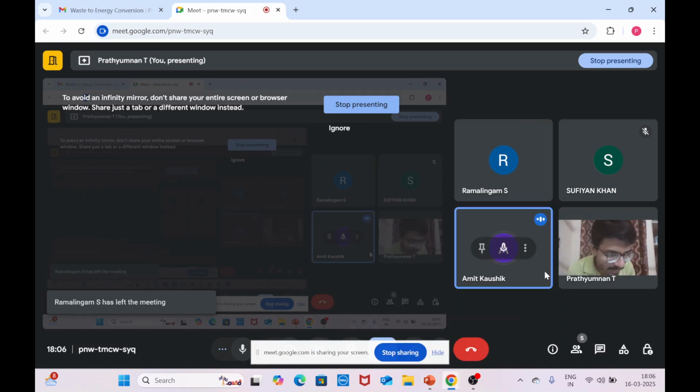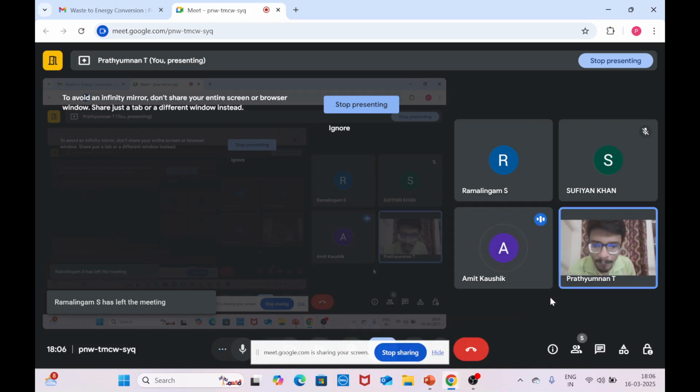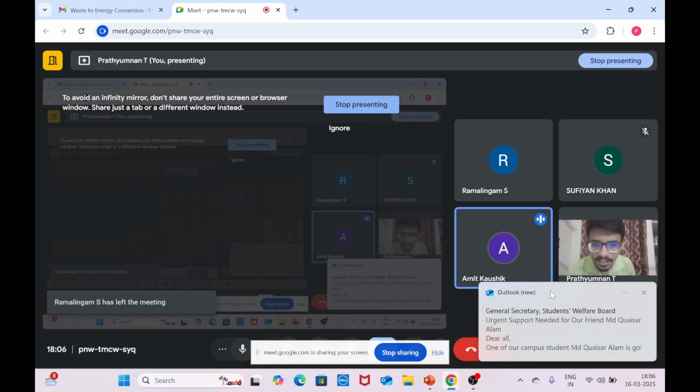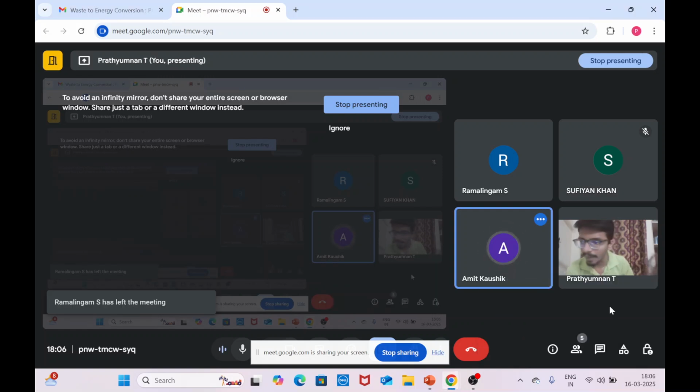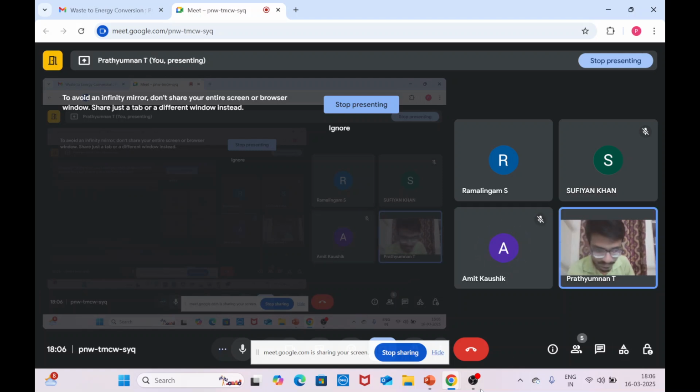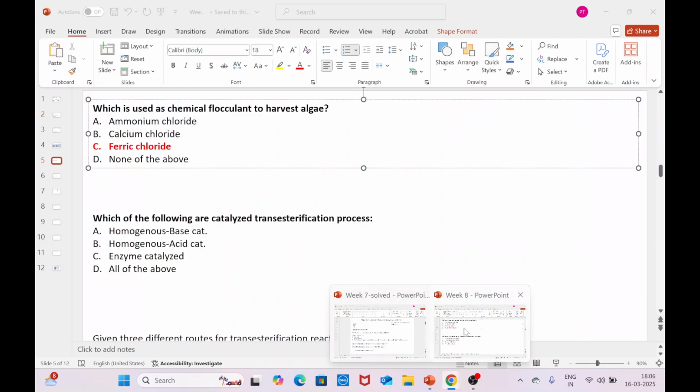Just a second. Amit Kaushik sir, if you have anything to say, then you can. If you don't have anything to say, then you can actually mute your mic. Yeah, that's not an issue. So yeah.